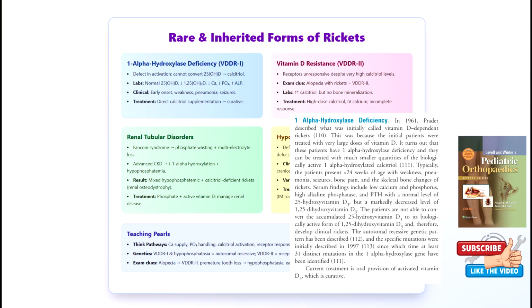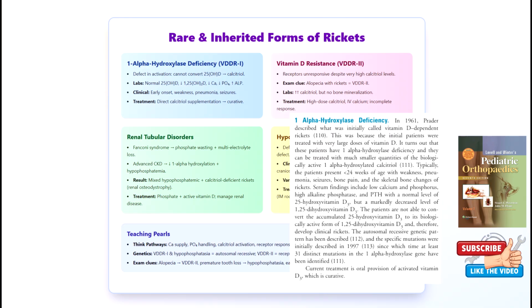Recall that vitamin D3, or cholecalciferol, must undergo hydroxylation in the liver to form 25-hydroxyvitamin D, and then a second hydroxylation in the kidney at the 1-alpha position to form calcitriol, the biologically active metabolite. These children lack the 1-alpha hydroxylase enzyme, and so although they have plenty of 25-hydroxyvitamin D, they cannot convert it to 1,25-dihydroxyvitamin D, the active form.